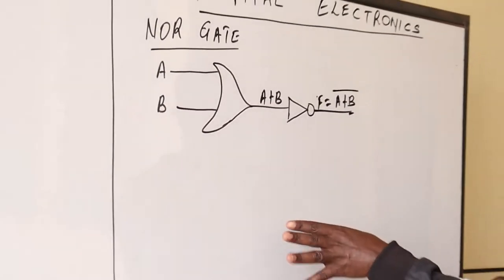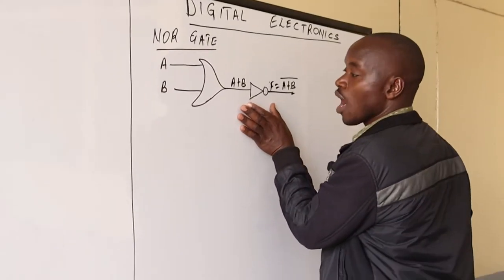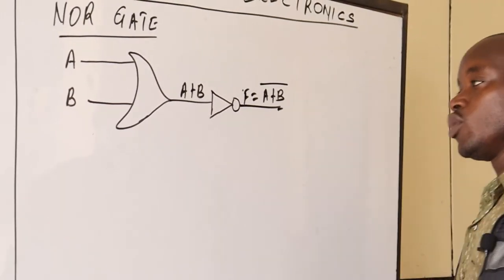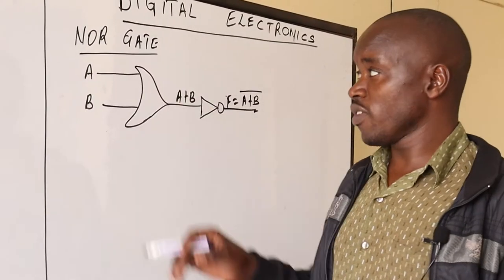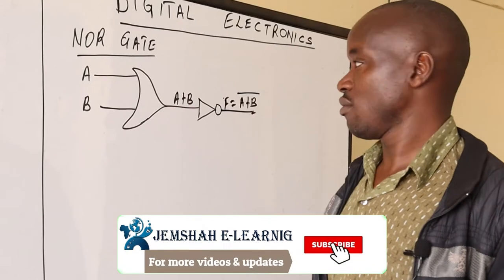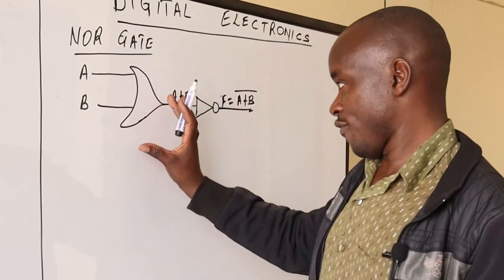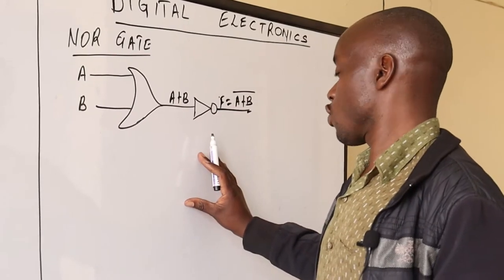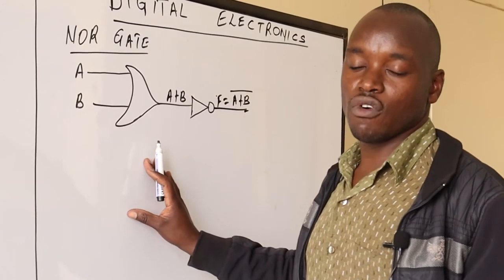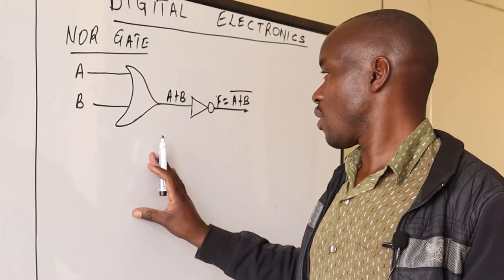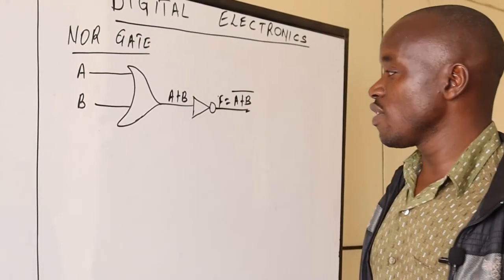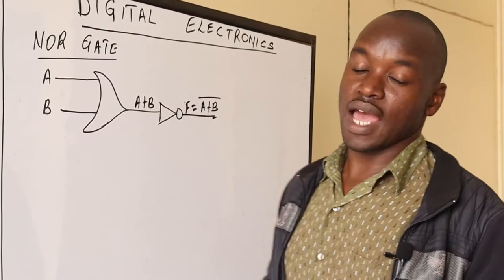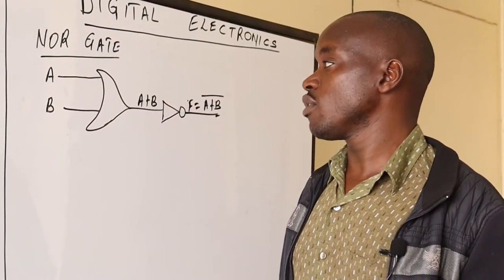So basically that's what I was saying, that the consequence of inverting the output of an OR gate generated a gate which we refer to as a NOR gate. So NOR basically is OR and NOT. But now the OR first, then you negate the output of the OR gate. But this is not the symbol for a NOR gate. So I want to draw the symbol of a two-input NOR gate. I draw also the truth table, and I write the Boolean expression for this gate.